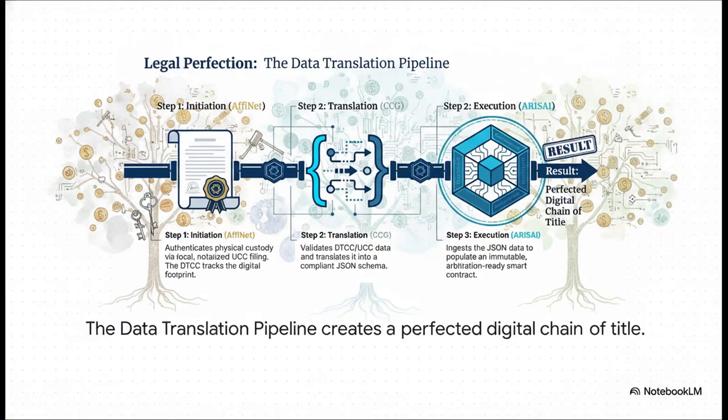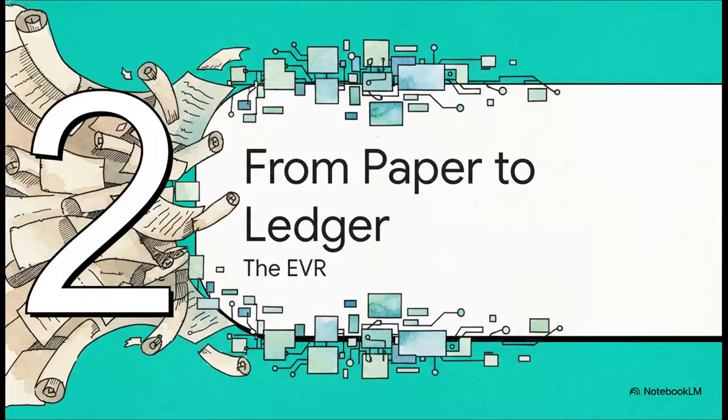This is the bedrock, the foundation the whole system is built on. And this is basically the map for our asset's journey. It's called the data translation pipeline. And its whole job is to take all that complicated legal paperwork, all the heretofores and whereases, and basically translate it into a language that a smart contract can actually understand and execute. It's all about moving from that initial paper document through this translation process and finally getting it ready for on-chain execution. Okay, next up, from paper to ledger.